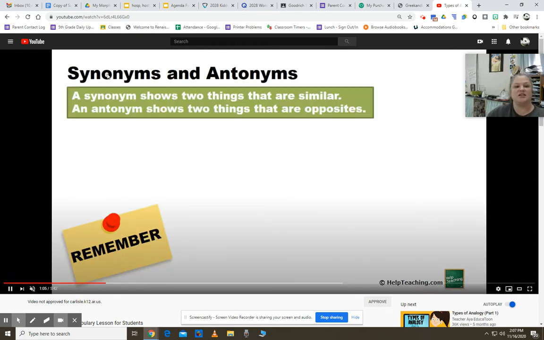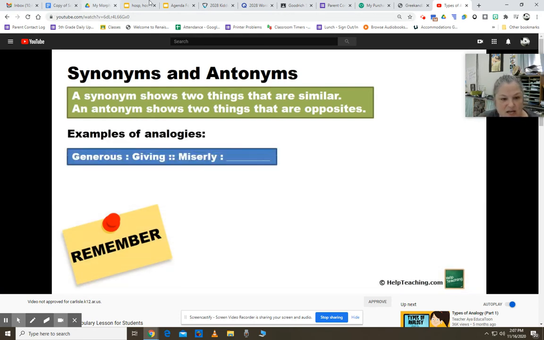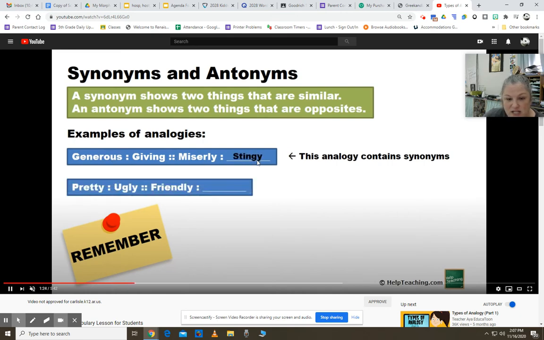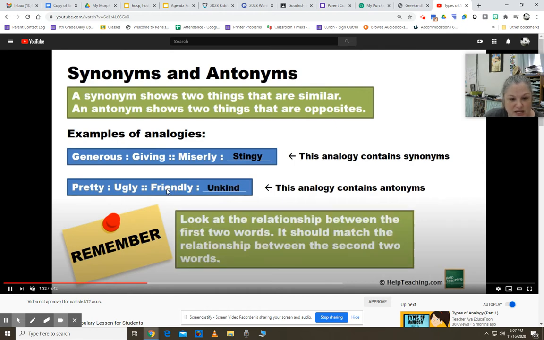Remember, synonyms and antonyms. A synonym shows two things that are similar, and an antonym shows two things that are opposite. Here are some examples of analogies with those two types. Generous is to giving as miserly is to. Generous and giving are synonyms, so for miserly you're going to need a synonym to go here: stingy. Pretty is to ugly as friendly is to. Well, you know pretty and ugly are antonyms, so you need an antonym in this blank.